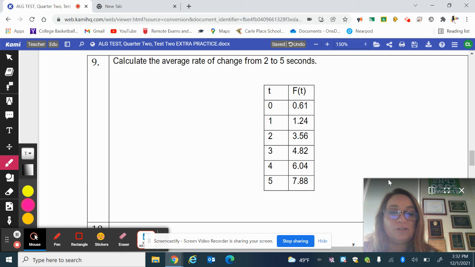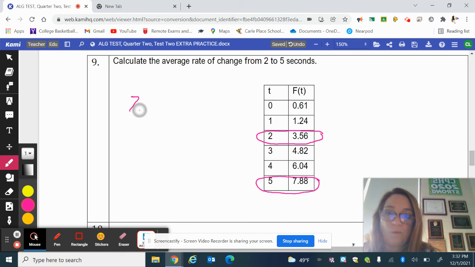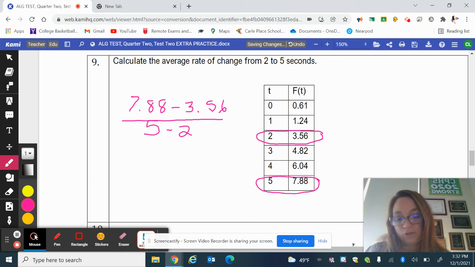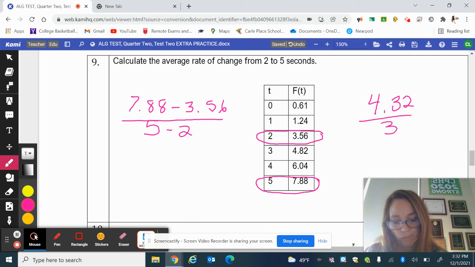Calculate the average rate of change from 2 to 5 seconds. So that's just going to be the slope formula. The change in y over the change in x. y2 minus y1 over x2 minus x1. So I'm just going to put this in my calculator. For my numerator, I have 4.32, and for my denominator, I have 3. And that's going to give me an average rate of change of 1.44.